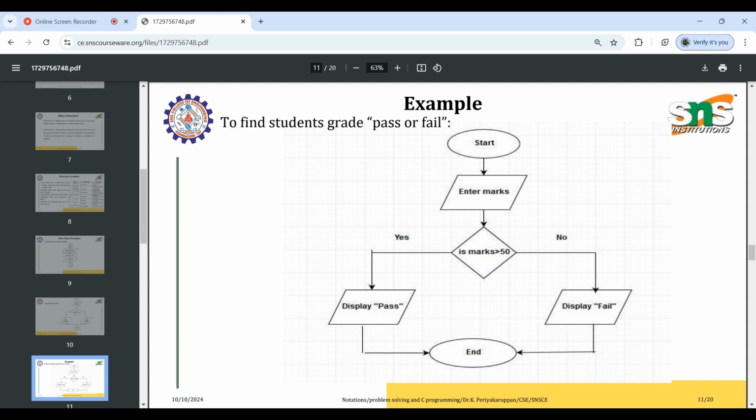Likewise, we have the student's grade to print pass or fail. The same: start, enter marks. If the marks is greater than 50, yes, display pass. No, display fail. So the main thing we have to notice here is we need to have the start and end in ovals, the decision in diamond, and the input and output functions in the parallelogram. If we have any process, then we can mention it in the rectangle.